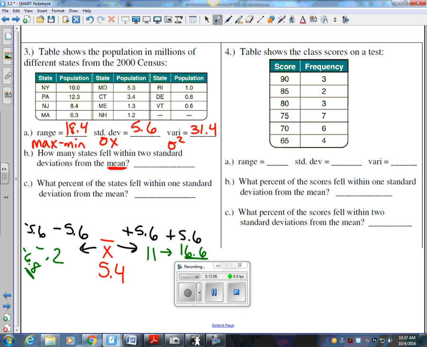Okay. So how many states are between negative 6.8 and 16.6? So is New York between those two numbers? No. What about Pennsylvania? Yes, yes, yes, yes, yes, yes, yes, yes, yes, and yes. So 1, 2, 3, 4, 5, 6, 7, 8, 9, 10. So 10 states are between 2 standard deviations. Okay.